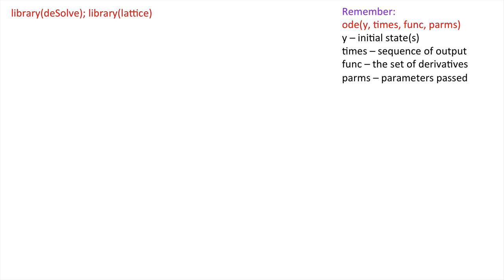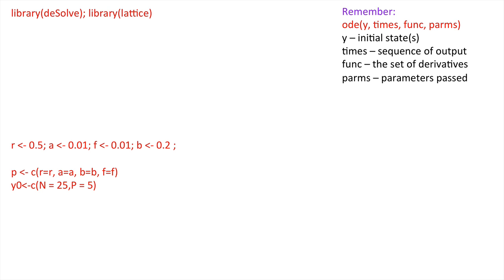So let's get started. Let's, of course, first load our libraries of deSolve, and because we'll be using a graphics package, we'll also be using the library lattice. Here are our constants, and I've just made up some values here for R, A, F, and B. They're the constants in the Lotka-Volterra equation.